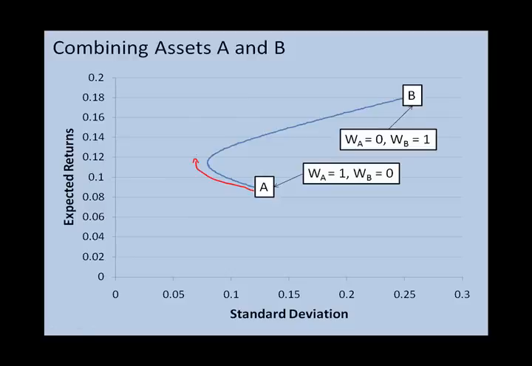But at some point, as we start adding more and more of asset B, the risk of the portfolio starts to increase again, until we invest everything in asset B, and here we have expected returns equal to 18%, and portfolio risk equal to 25%. This is with a correlation between assets A and B of minus 0.5.